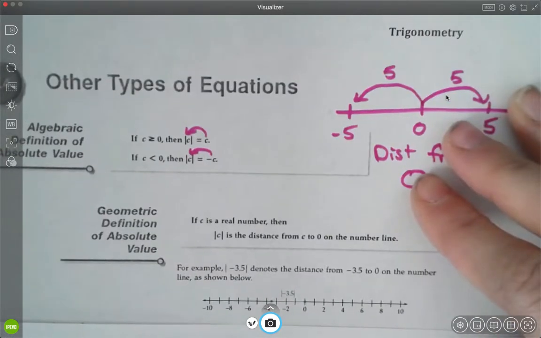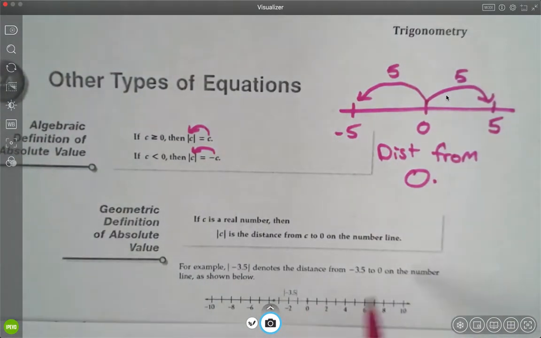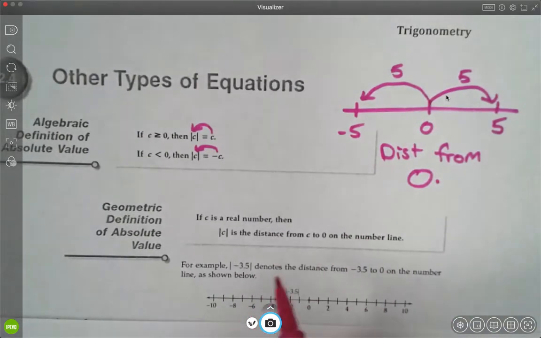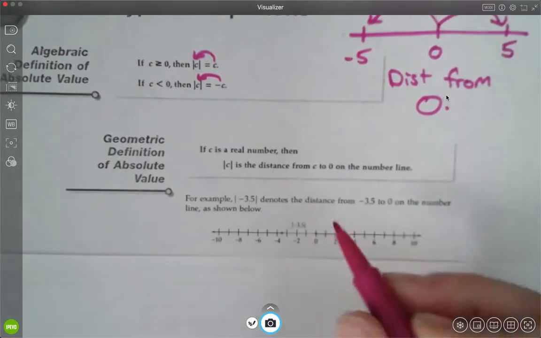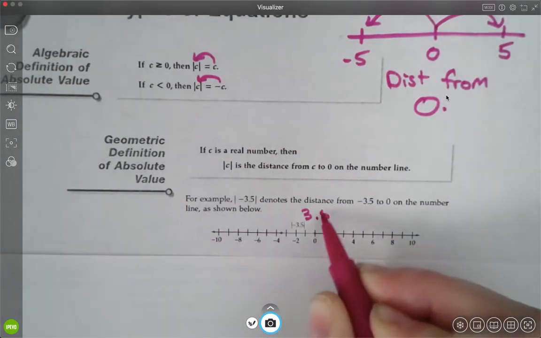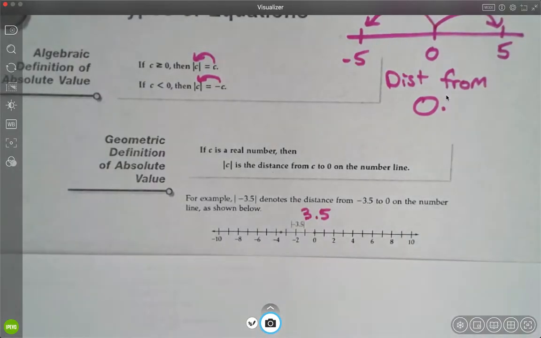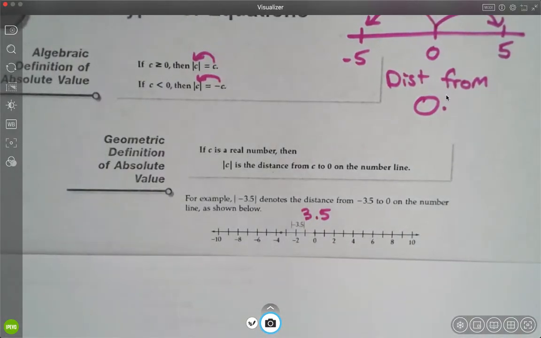So this is reiterating to you that the absolute value of negative 3.5 denotes the distance from negative 3.5 to 0 on the number line. So it is just positive 3.5. Right? The distance that negative 3.5 is from 0 is a positive 3.5. That's why it comes out 3.5 and not negative. So, definition of absolute value. There it is.